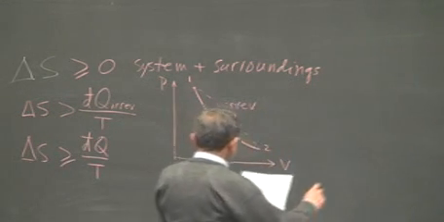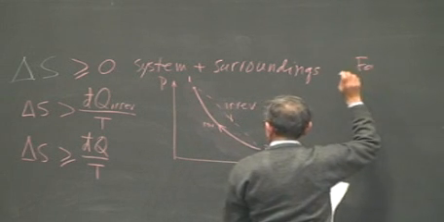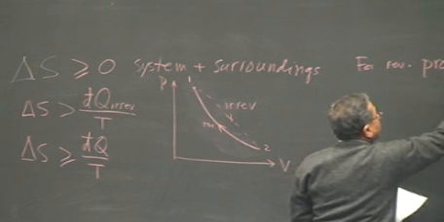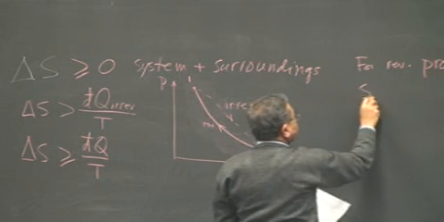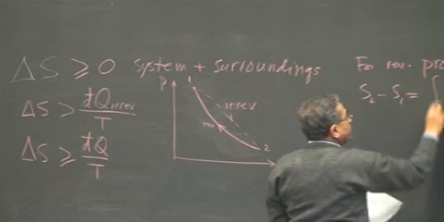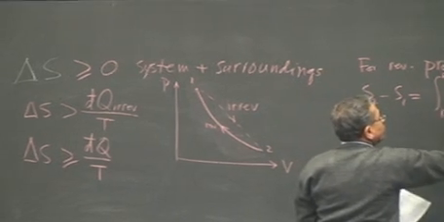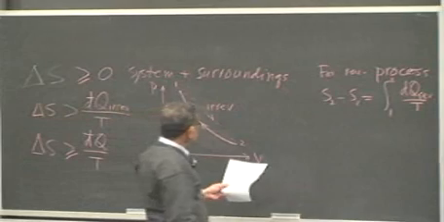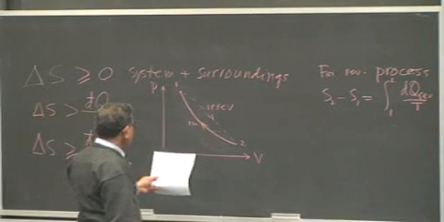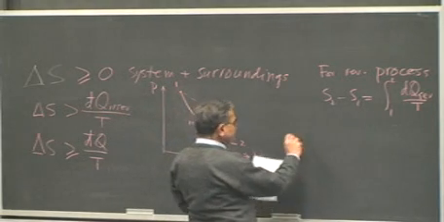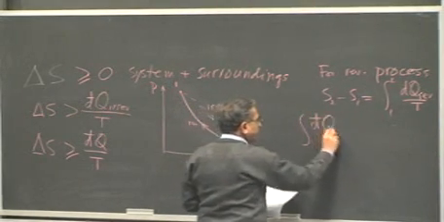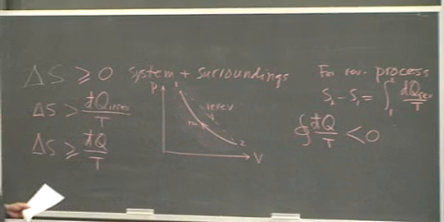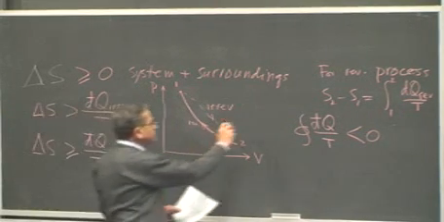And for the reversible process, you will have S2 minus S1 equal to the integral from 1 to 2 of dq reversible by T. And since this is a cyclic process, Clausius' theorem says that the integral of dq by T over a closed path is always less than or equal to 0. This is Clausius' theorem.